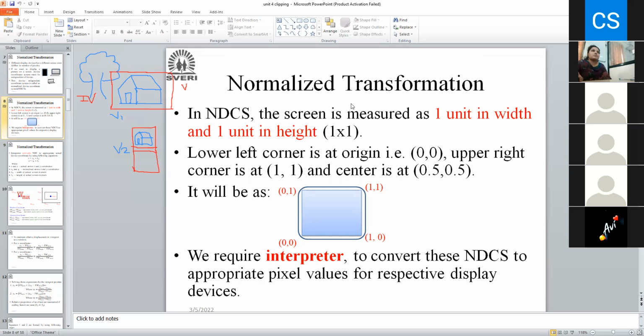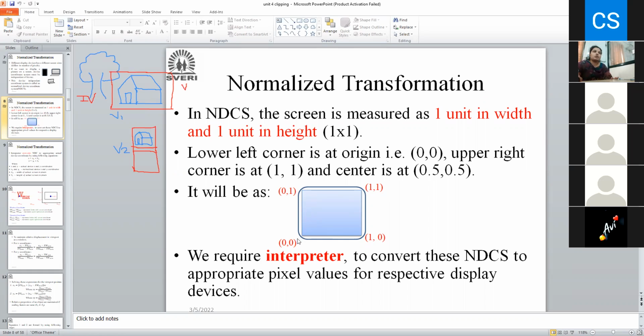So what is normalized transformation? In normalized transformation, we are going to convert the picture into a unit area. So 1 unit length, 1 unit height. We are going to draw the 1 by 1 size diagram, and then it acts as an interpreter. It is the step in between the first and final output. So whatever picture we have captured, we first convert it into a unit area of size 1 by 1, right? 1 unit length, 1 unit height.